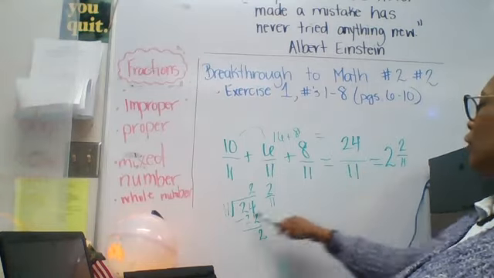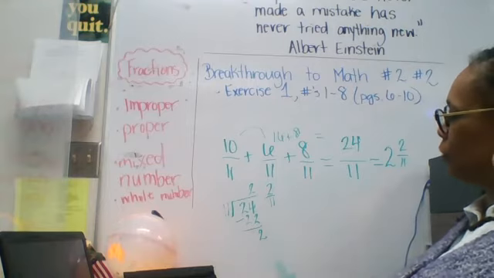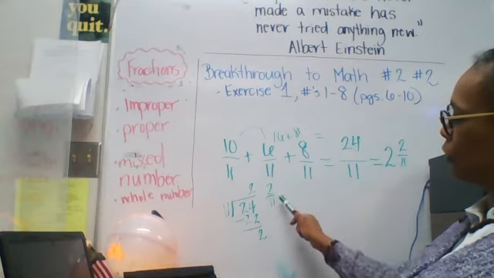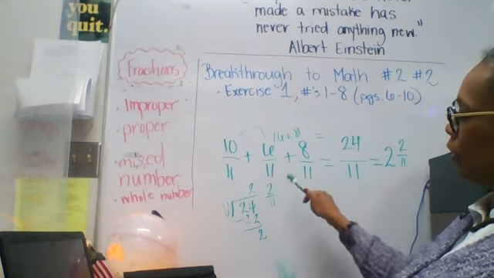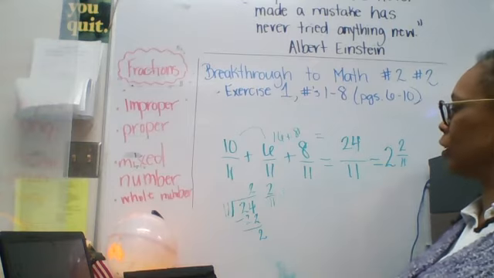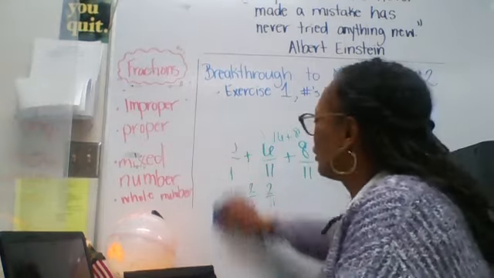That 24, we have to divide by 11. 11 times 2 is 22. Subtract 22 from 24 leaves us with 2. And that remainder has to be brought to the numerator. So that leaves us with 2 and 2/11. That's our final answer.